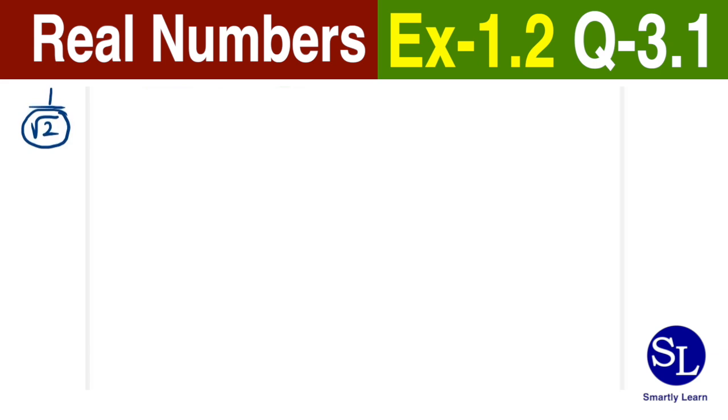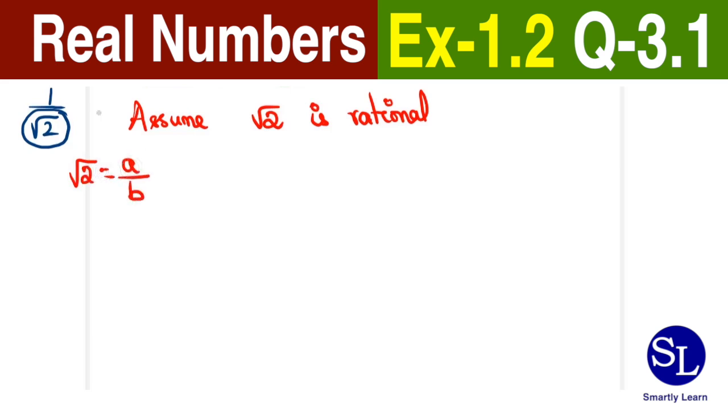is irrational. So how are we going to prove root 2 is irrational? Assume that root 2 is rational. So assume root 2 is a rational number. Once we make this assumption, this tells you that root 2 can be written as a by b, where a and b are co-primes. So you cannot have any common factor between a and b.